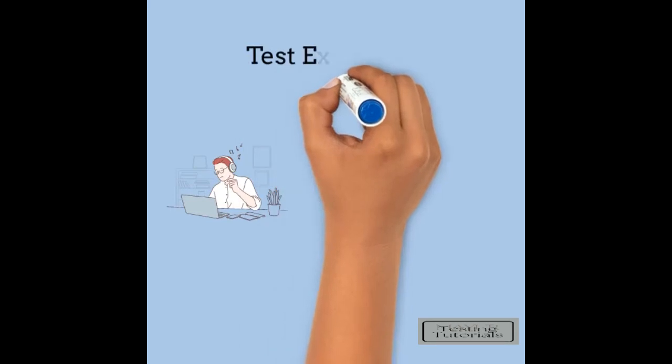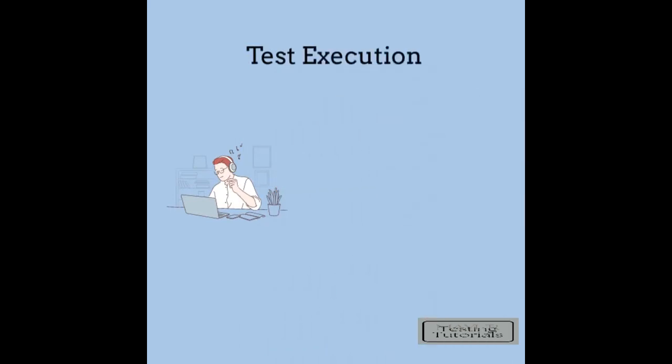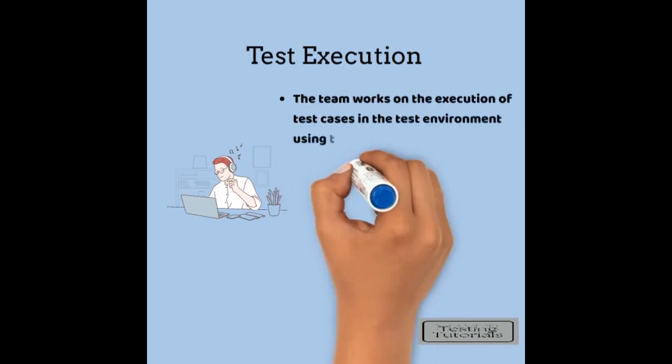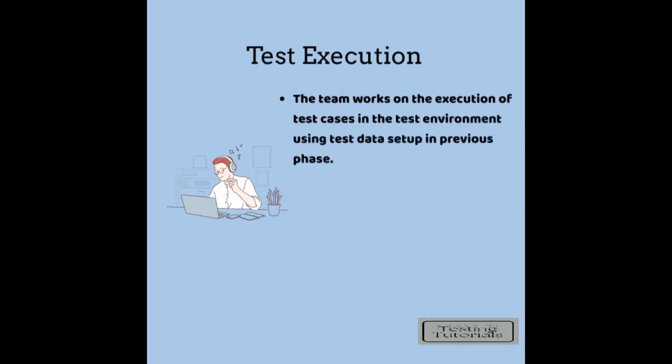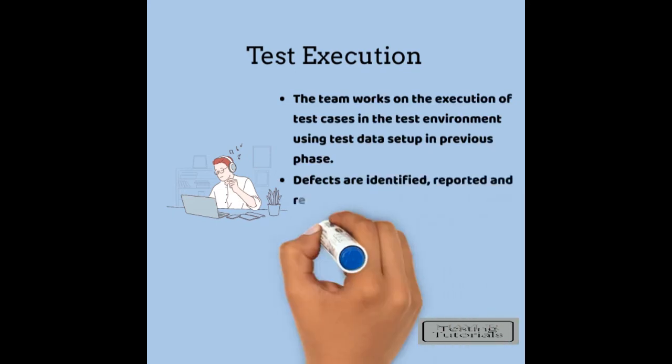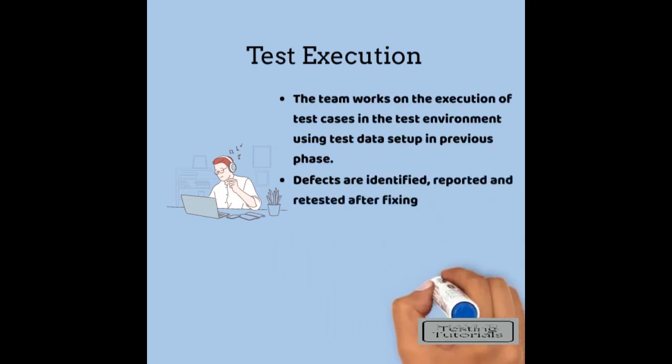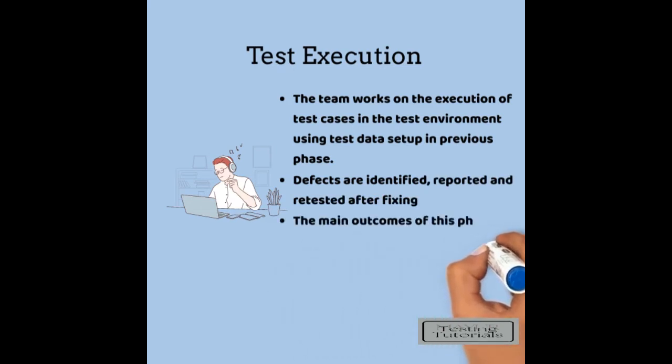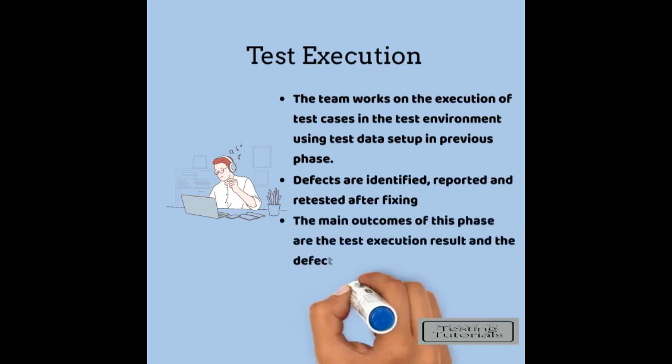The next phase is the test execution phase. During this phase, the team works on the execution of test cases in the test environment using test data setup in the previous phase. Defects are identified, reported and retested after fixing during this phase. The main outcomes of this phase are the test case execution results and the defects report.